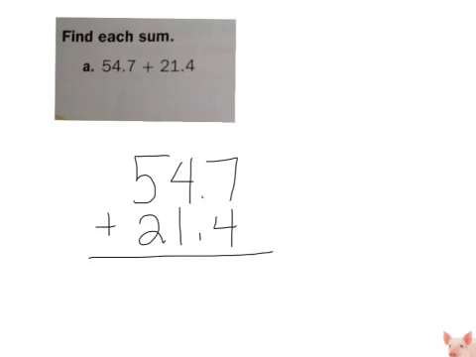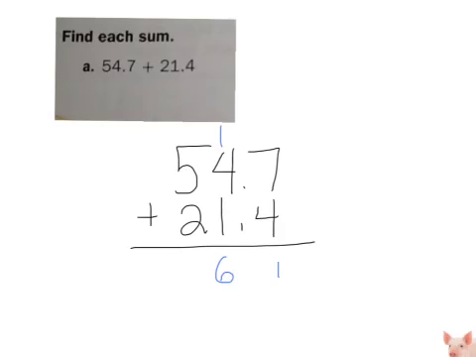Once my decimals are lined up, I can go ahead and add. 7 plus 4 is 11. 4 plus 1 is 6. And 5 plus 2 is 7. Now that we lined our decimals up, we need to make sure we drop our decimal straight down. So when you do these problems, make sure your decimals line up. And when you're finished, you need to make sure you drop your decimal straight down. That's also something you can do at the beginning of the problem. So my answer would be 76.1.